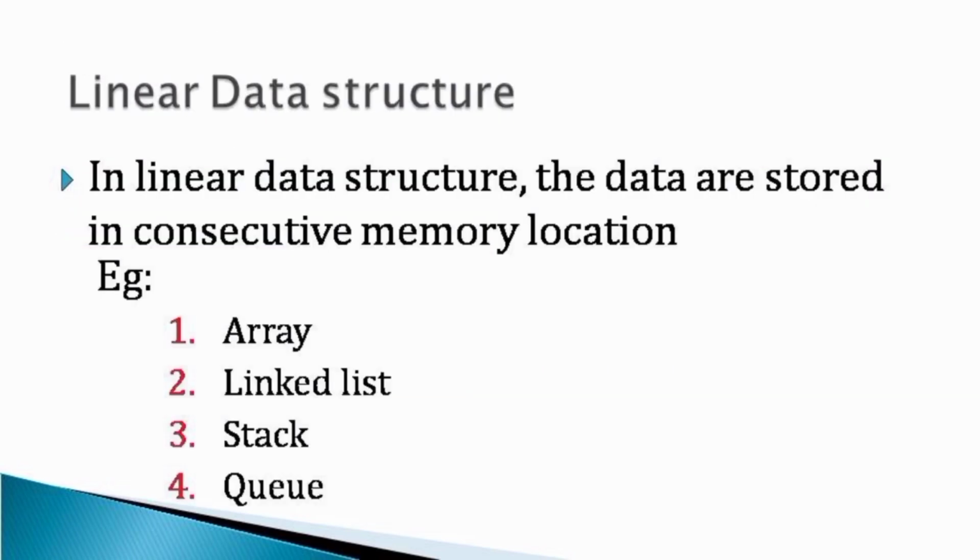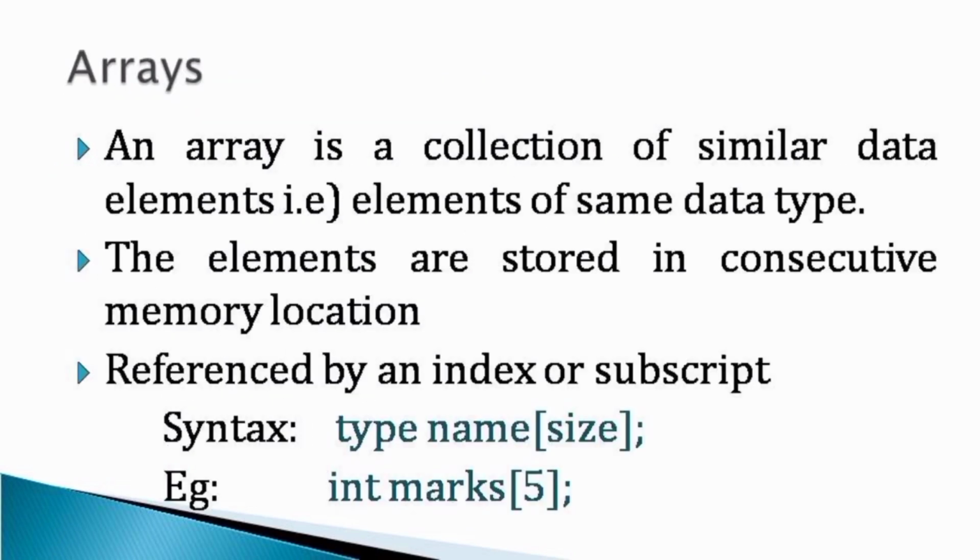Data structures where the elements are stored in sequential or consecutive memory locations are known as linear data structures. Some examples of linear data structure are arrays, linked list, stack and queue. An array contains a group of elements belonging to the same data type, and the elements are stored in continuous memory locations. We can refer to the array elements by using index or subscript. The array index usually starts with 0.